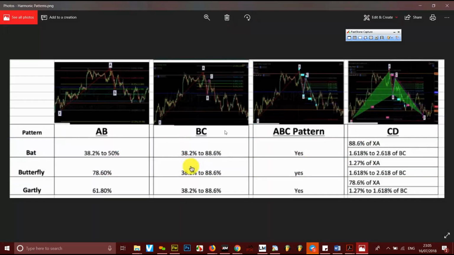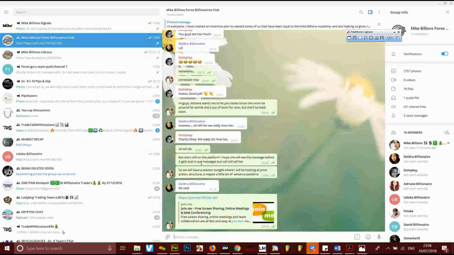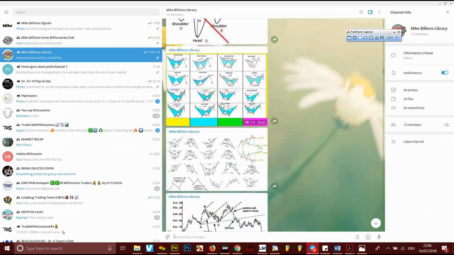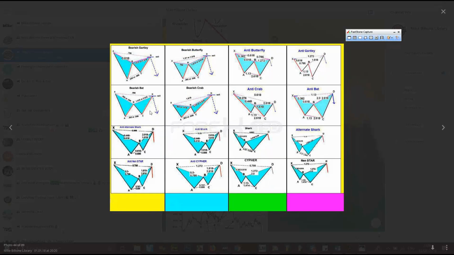Now, if you look at this picture, you would see them. You see the bar pattern. These are the ratios. You see the butterfly, the ratios that you should be looking at to be able to create them. And then this is the Gartley. If you come to our library, you would see a number of these patterns as well. Look at what they look like.